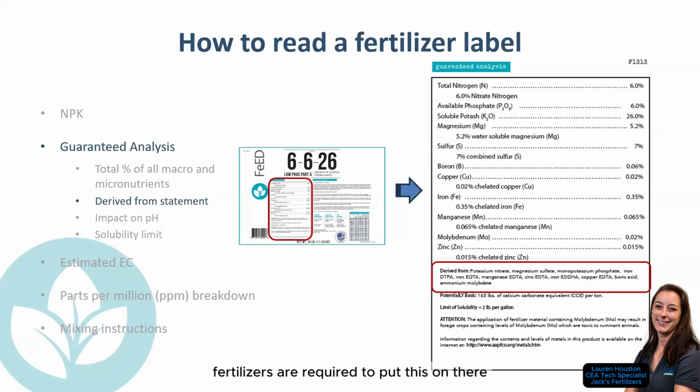Fertilizers are required to put this on there so that you can see specifically where all of those individual nutrients come from and the raw materials that were used to incorporate it into the fertilizer. This is going to be really helpful for you in knowing how much extra stuff is going on in there. And especially whenever you're talking about micronutrients, you want to look for things like iron DTPA, EDTA, zinc EDTA. Those are called chelates, and those are going to help you get a good idea of how soluble this formula is going to be at a various range of pH.